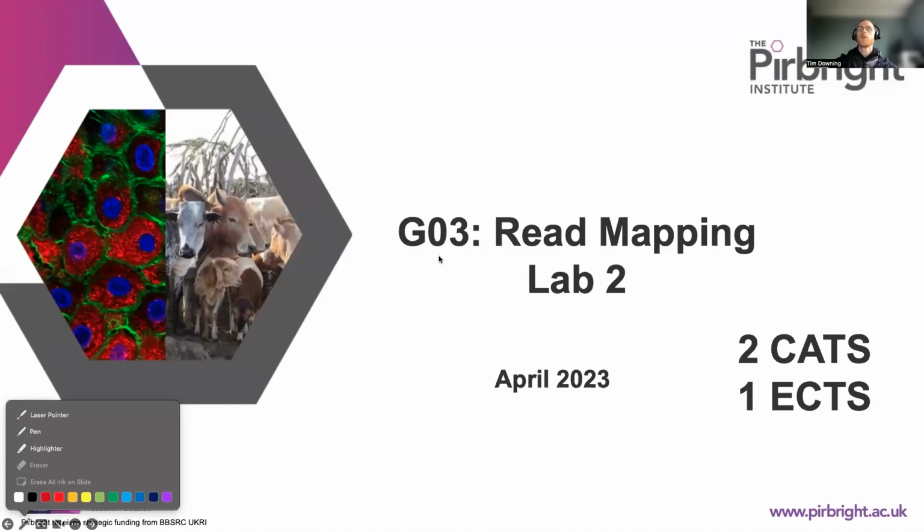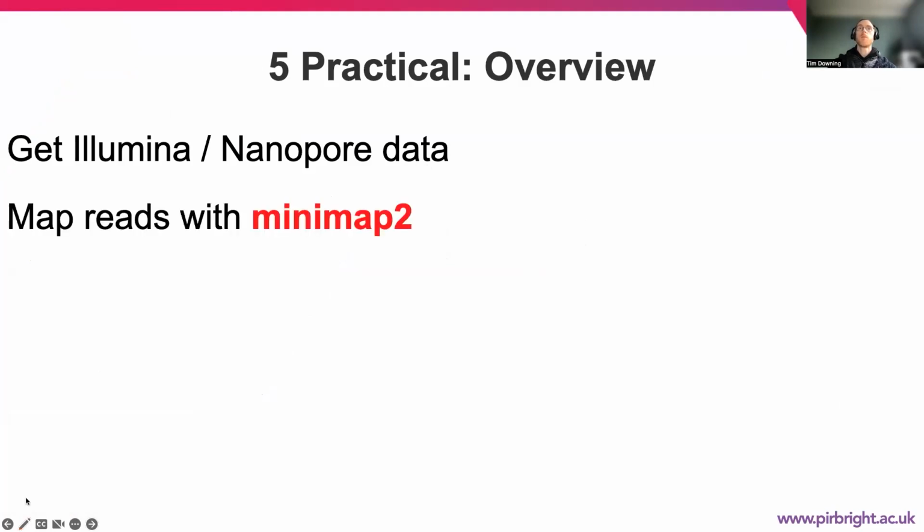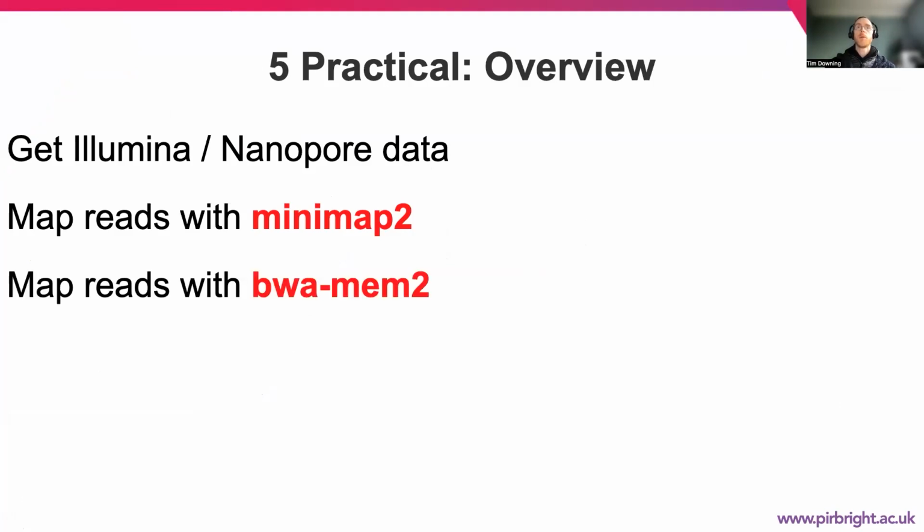Okay, so welcome to G03 lab number 2. We're going to continue our work from before, where we're looking at an array of Illumina and nanopore data. We mapped the reads with Minimap2, which performs better, arguably, for longer reads. And we did the same with BWA-MEM2, which arguably works better for short reads.